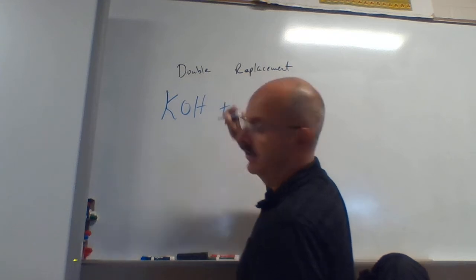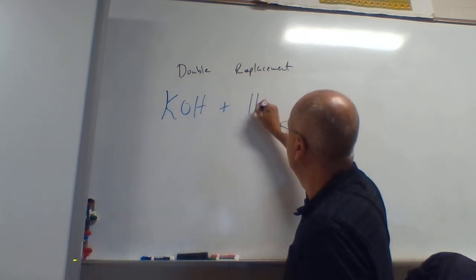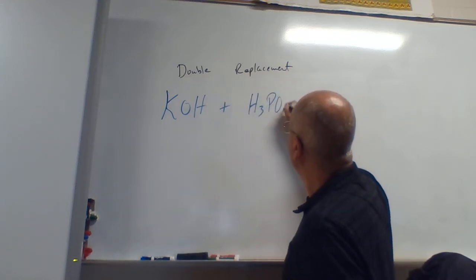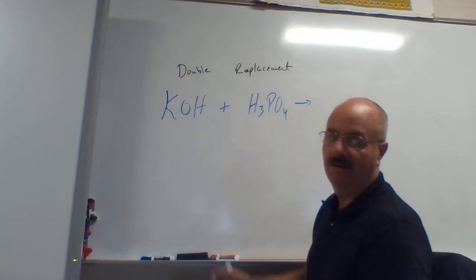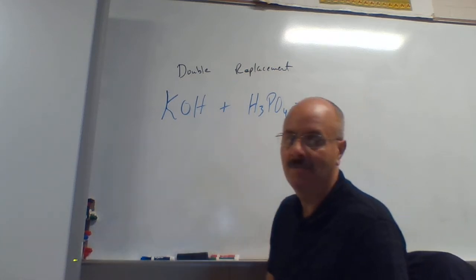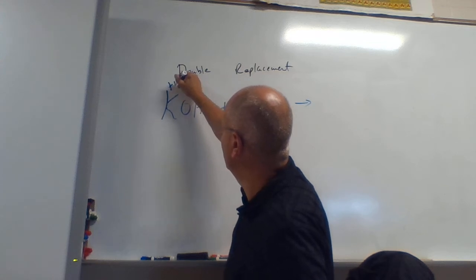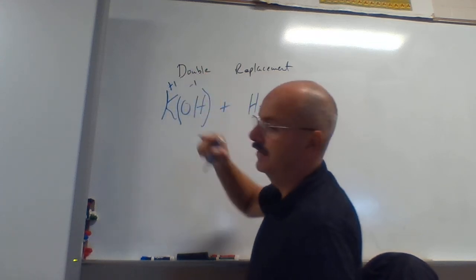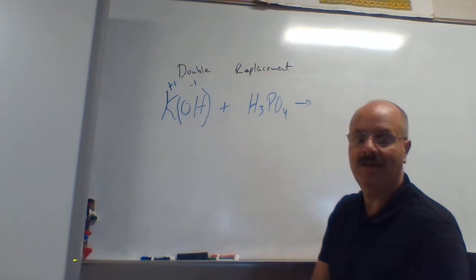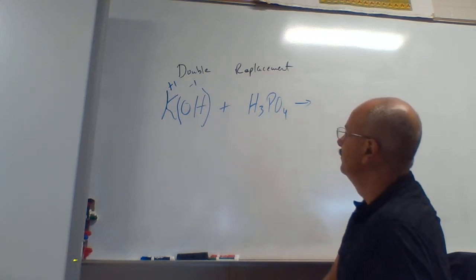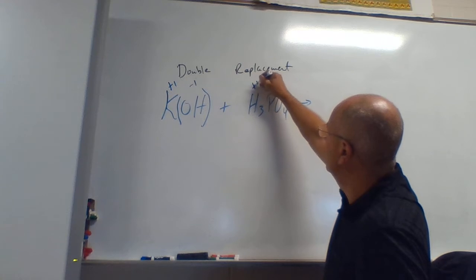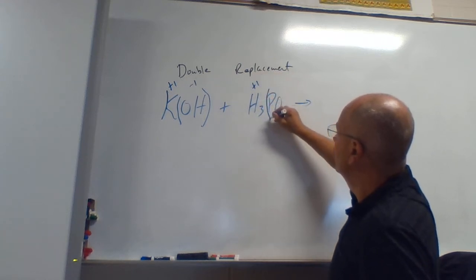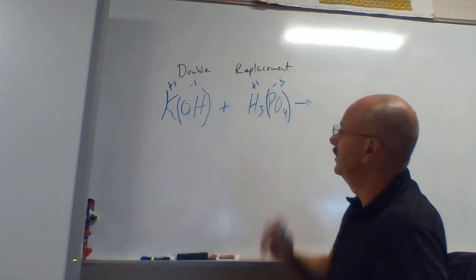KOH plus H3PO4. All right, so we go to this one and go, what's my positive piece? Well, it's the first thing, the K, that's my positive. Then we got this OH, that came from the polyatomic ion, page 147. That's my -1. So in this one, I got H, that's +1. The PO4, that's my polyatomic ion, that's a -3.